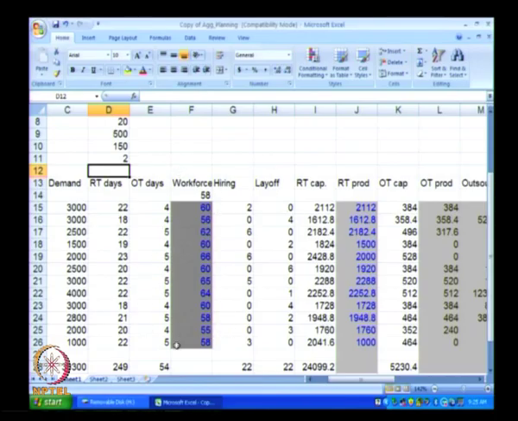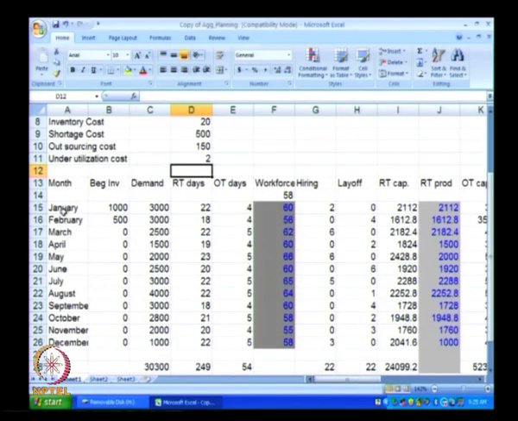The change that we bring in this spreadsheet is that we are now going to vary the workforce. So we are assuming that, say this represents January of a particular year where the demand is 3000.